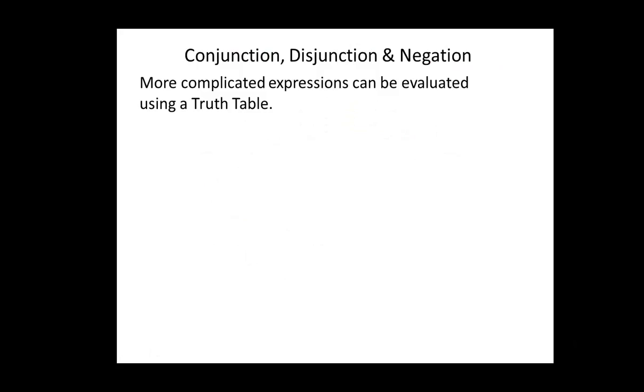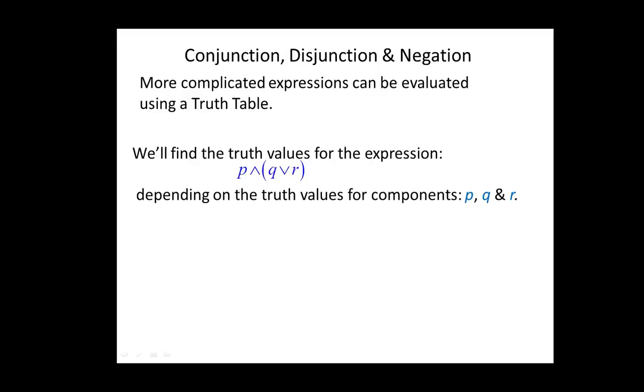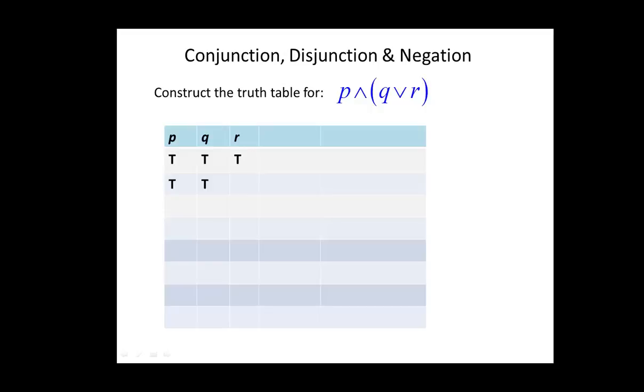We can take more complicated expressions and evaluate them using a truth table. So we're going to try this expression here. Notice this expression uses all three variables, P, Q, and R, statement variables, so to speak. When we construct this table, we have P, Q, and R. So let's see, we have to get all our possibilities.